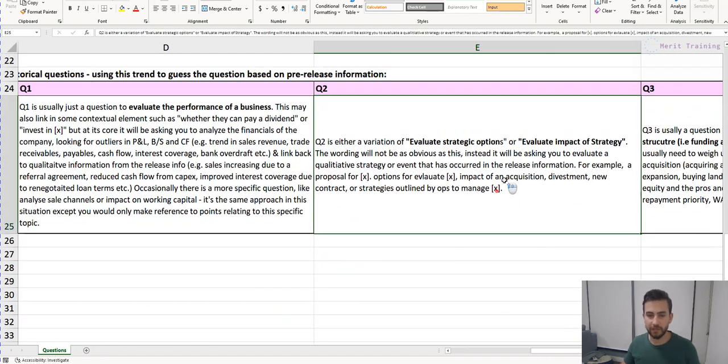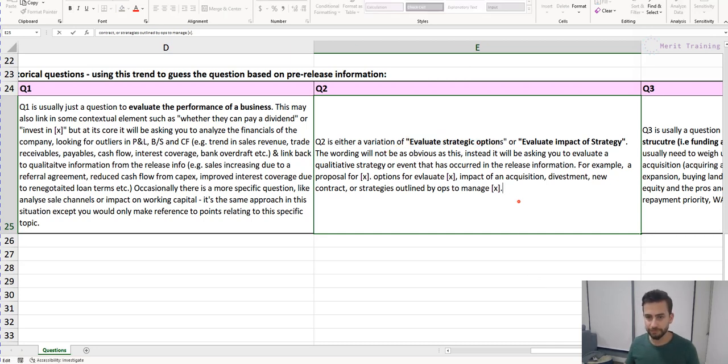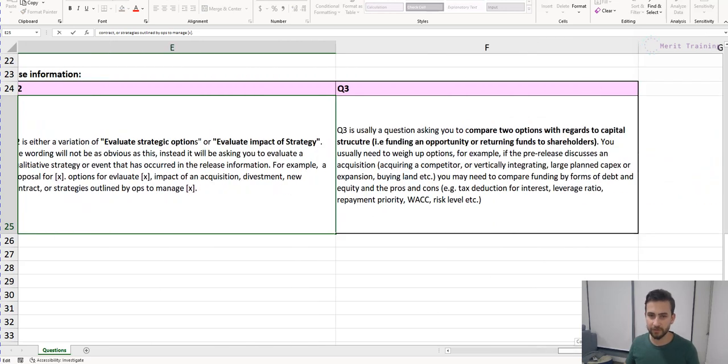So thinking about it that way makes it a lot easier, because depending on what information is given to you in the qualitative release, you can have a look through and say, it might say in the text portion, they say, the owners are looking to vertically integrate the business. The option is to either vertically integrate or to go and acquire another competitor, right? Those would be 2 options, and you could kind of assume the question's going to be that and start preparing a draft response based on that. So you can kind of guess based on the pre-release information.